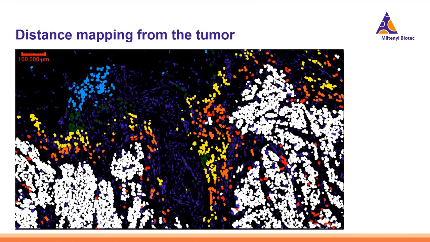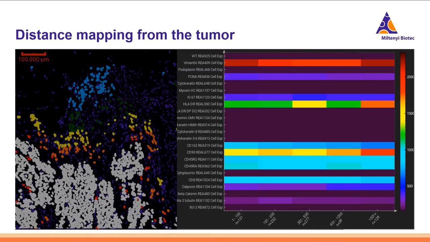And now that I was able to spatially map these different populations, I can go back in and look at things like the expression profile of those T cells that are closest and then moving further away, and start maybe making some observations from that.